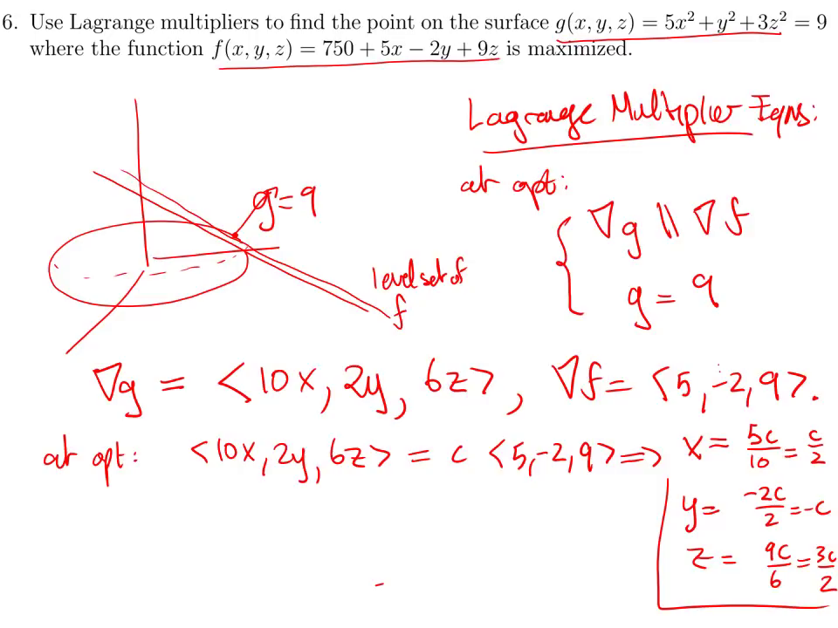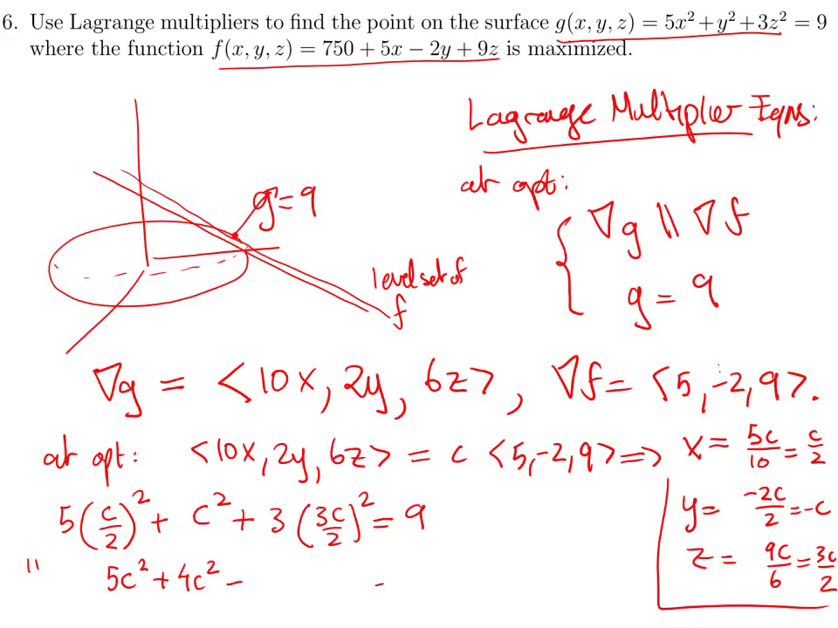Okay, that doesn't solve the problem because we don't know what c is, and this is where we use the second equation. If we plug this into g equals 9, we get 5 times (c over 2) squared, plus c squared, plus 3 times (3c over 2) squared, equals 9. And if we expand this out, you get 5c squared over 4, plus c squared, plus 27c squared over 4, equals 9.